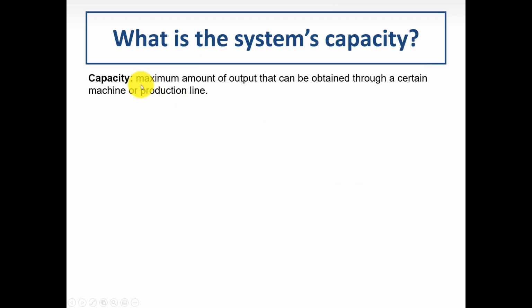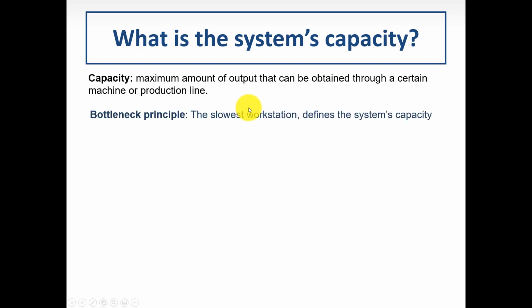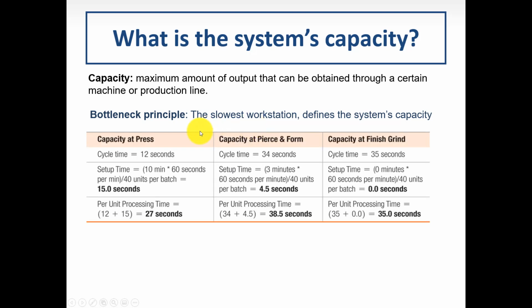Capacity can be defined as the maximum amount of output that can be obtained through a certain machine or production line. We're going to find out by means of identifying the bottleneck, which is the slowest workstation, because that is what defines the capacity of the complete system. So we have our 3 equipments, and we have our cycle times and setup times.